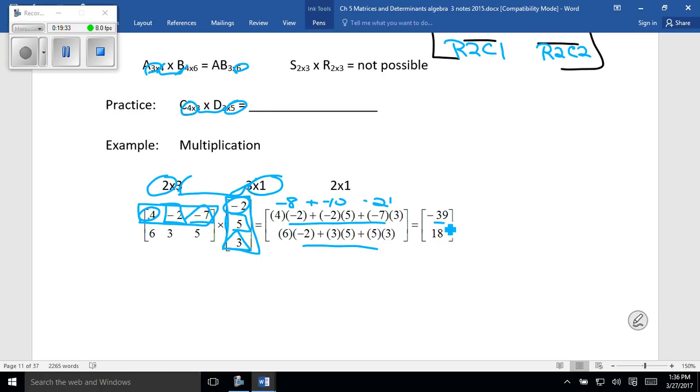Okay, who do I multiply here? 6 times -2, -12. Now who? 3 times 5, 15. Then 5 times 3, which is another 15. 30 minus 12, 18. Are we getting it? All right, I think it's your turn.